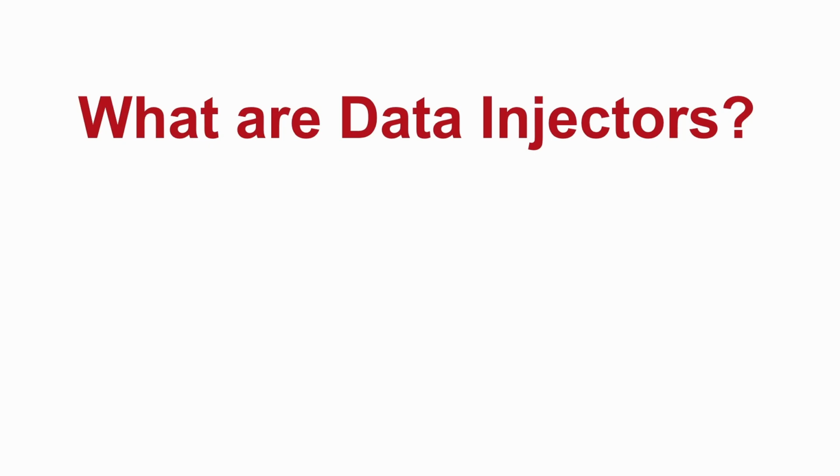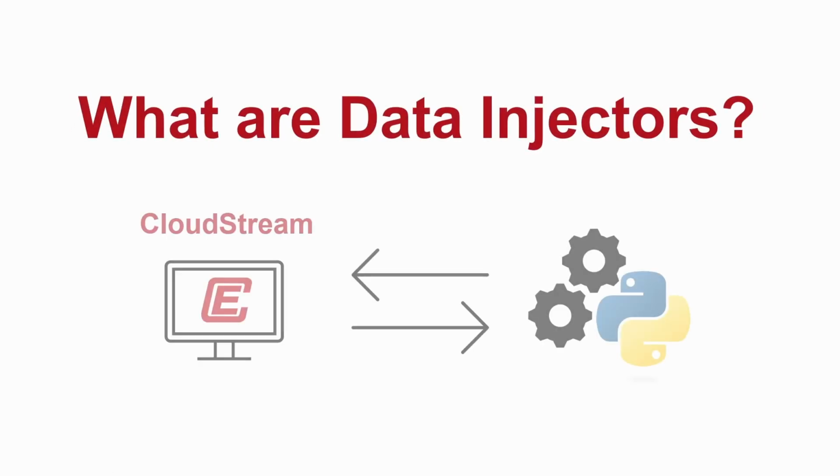So what are Data Injectors? Data Injectors are a feature in CloudStream that allow you to upload Python scripts and inject them directly into your data stream. There's no restrictions on the modules or packages that you can use. This means that you can use the full power of Python to manipulate your data in any way you want. In this demo, I'm going to show you how you can even use injectors to send data to places that CloudStream normally wouldn't support. So here's the layout for today's demo.